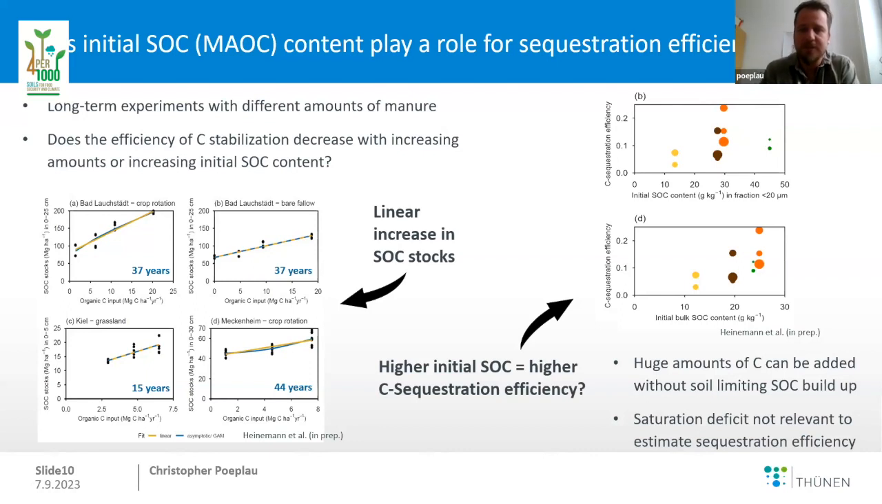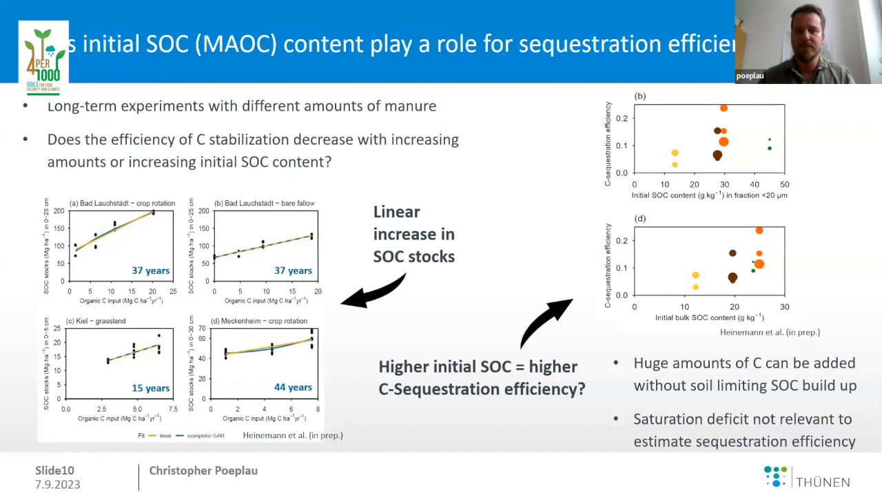But we see here that actually there's not a negative correlation. So it doesn't negatively influence your carbon sequestration efficiency when you already have a lot. So this study points to me that there are huge amounts of carbon that can be added without soil being a limiting factor to build up more SOC. And the second thing is the saturation deficit doesn't seem to be relevant to estimate the sequestration efficiency of soils.